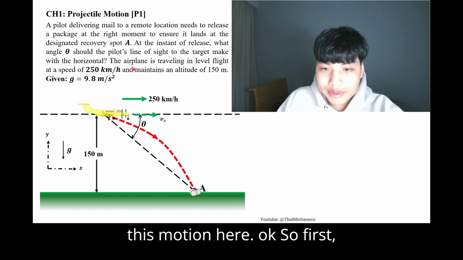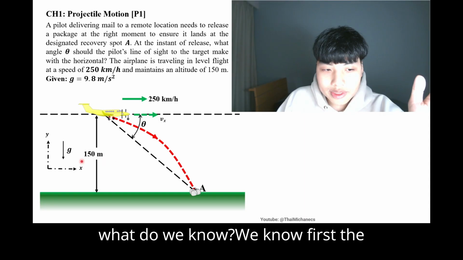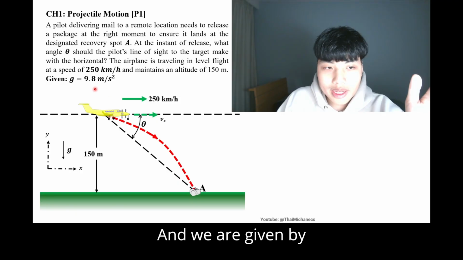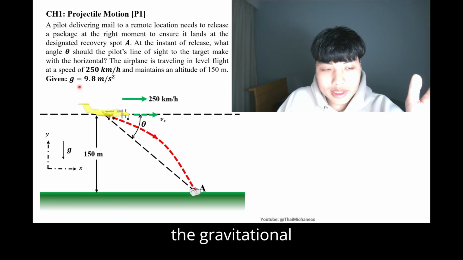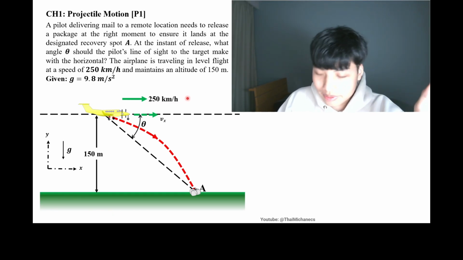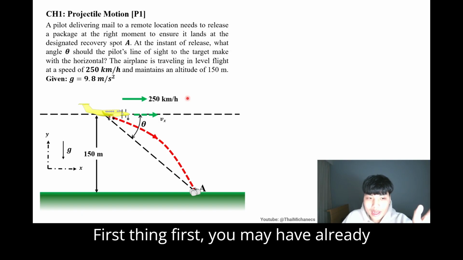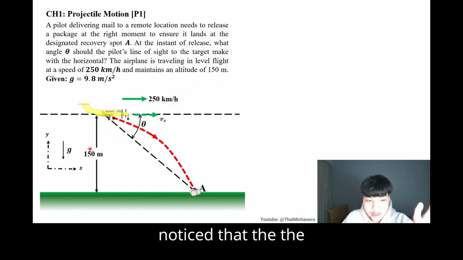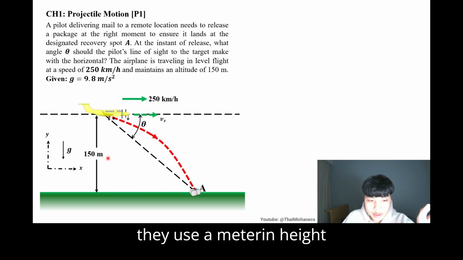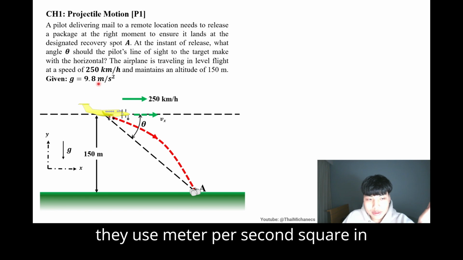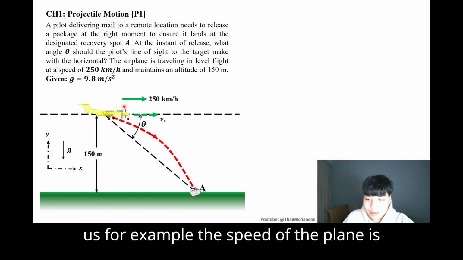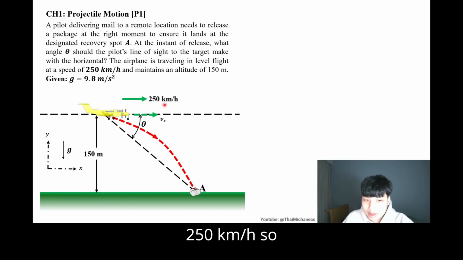So first, what do we know? We know the altitude of the plane. Second, we know the speed of the plane. And we are given the gravitational acceleration. That's all we know. First things first, you may have already noticed that the units here are not consistent. They use meters for height, meters per second squared for acceleration, but the speed of the plane is 250 kilometers per hour.